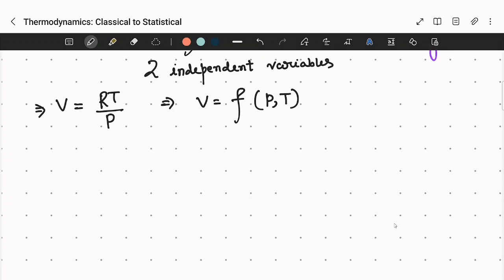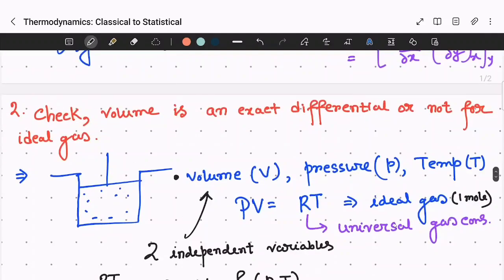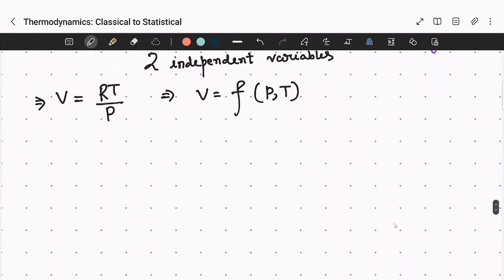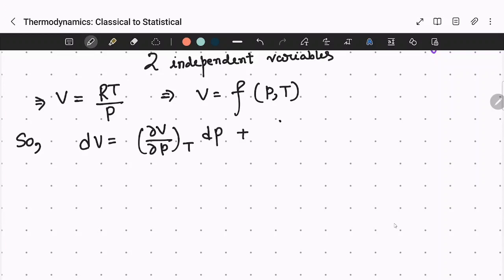Okay, so V is a function of P and T. So if this is the case, we have to now check whether V is an exact differential or not for ideal gas. So similarly, as we solved the previous question, we can write dV equals del V del P at constant T dP plus del V del T at constant P dT.